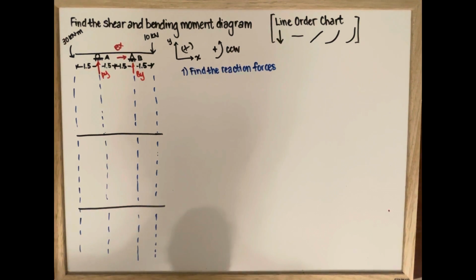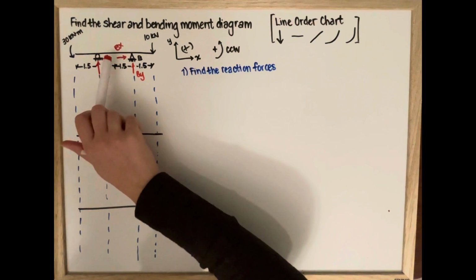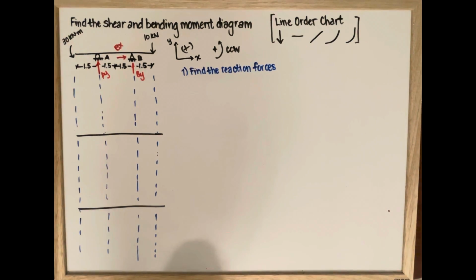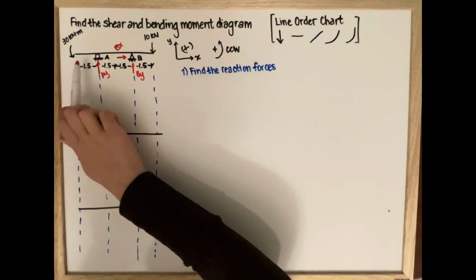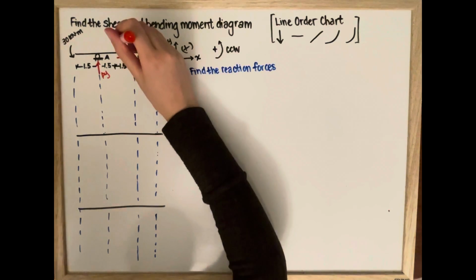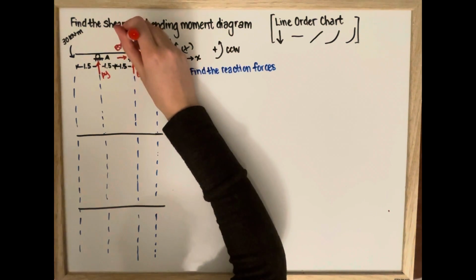We're going to learn how to find the shear and bending moment diagram for this question. The first step is to draw the reaction forces. Point A is a roller, therefore we have one reaction, AY. Point B is a pin, and we have BX and BY. Since there are no external forces in the X direction, BX equals 0.